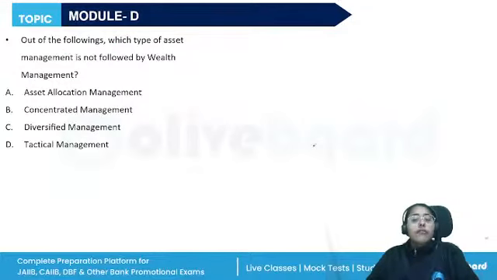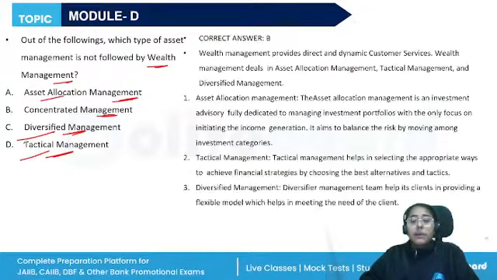Out of the following, which type of asset management is not followed by wealth management? So there are 3 types of asset management followed by the wealth manager. Which of these 4 is not among them? Asset allocation management, concentrated management, diversified management, or tactical management. So there are 3 types. These include the asset allocation, diversified, and tactical, but concentrated management is not a type.